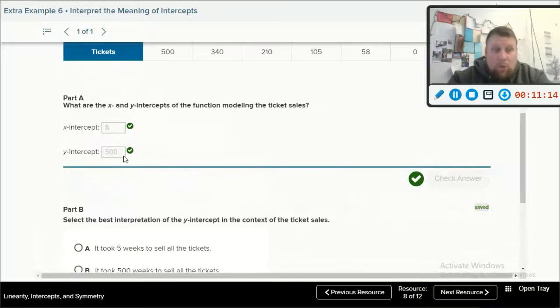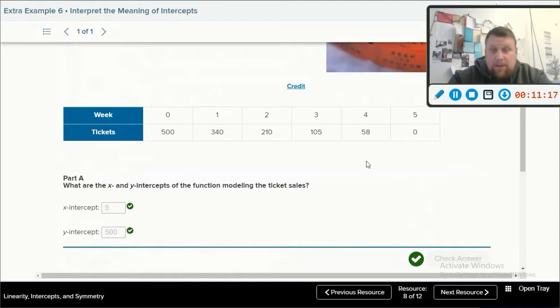If we were to ask about our x-intercept, that's where y is 0. That would tell me after 5 weeks the class had sold all 500 tickets. That's what it would mean.